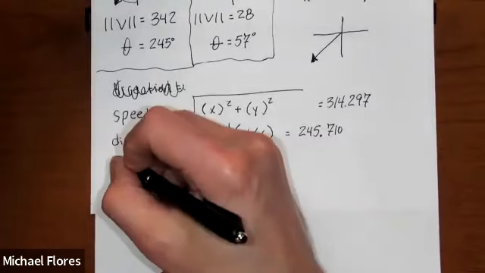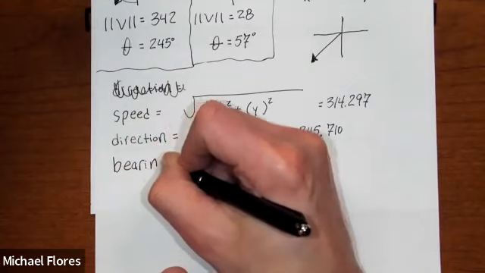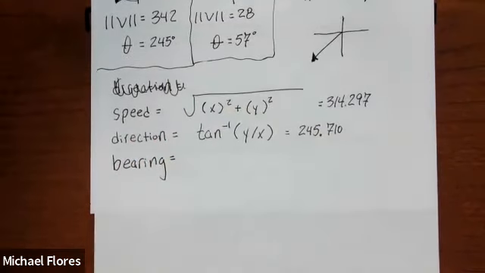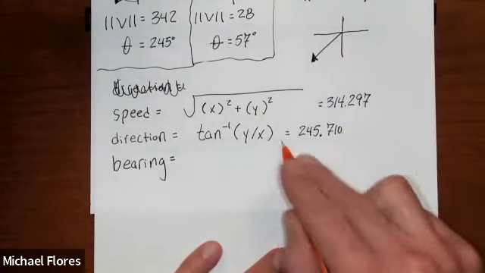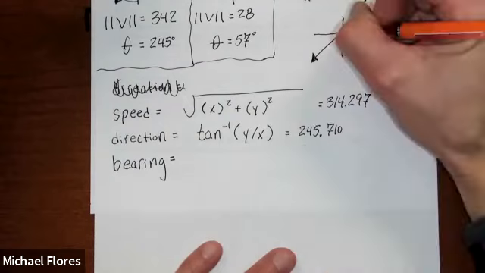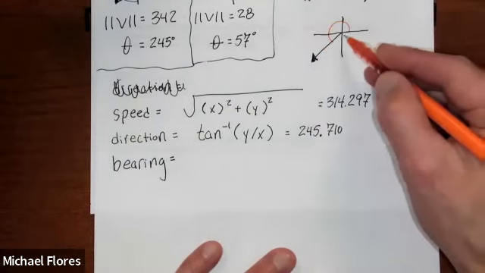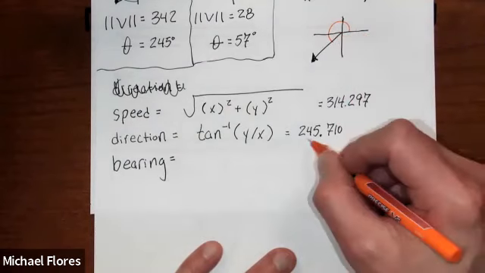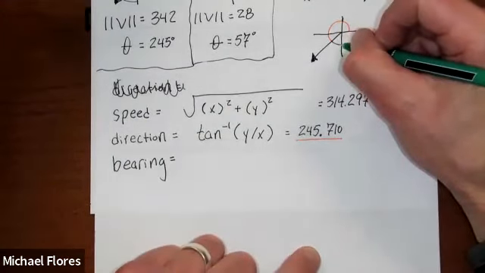And now bearing. This is the direction the plane is flying. This direction that we just solved for, that is this angle here. So that rotation in orange is 245.710. The angle that we need for our bearing is here.